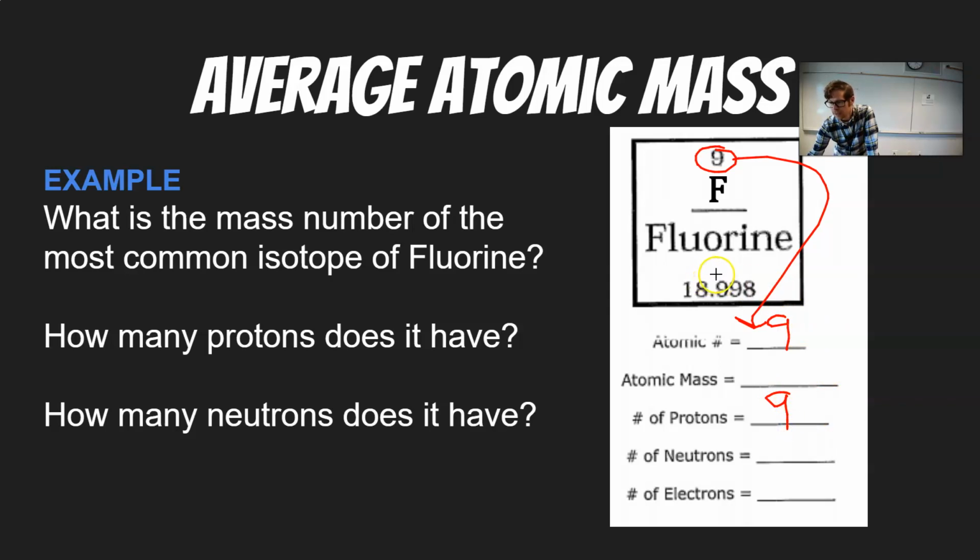Atomic mass. Now, this is the average atomic mass right here. And to make things simple, because I have to figure out the number of neutrons, I'm going to put this right here and get the rounded number of 19. And then to find the number of neutrons, I'm going to subtract these two numbers and get 10, right? So the most common isotope of fluorine should have a mass number of 19, which would give it 10 neutrons. And then for electrons, since these are all neutral, doesn't say anything about an ion, which we'll get to later, we're just going to say same number as the number of protons, 9.